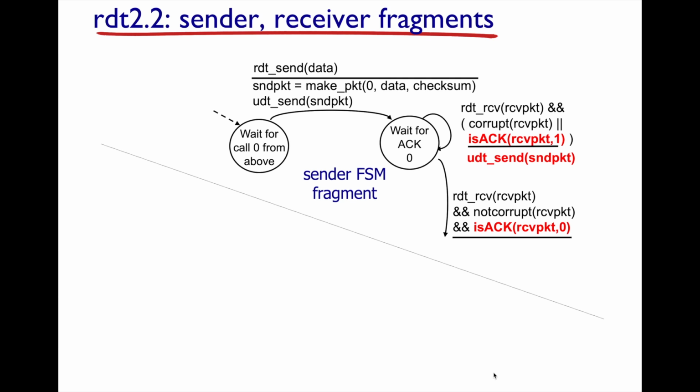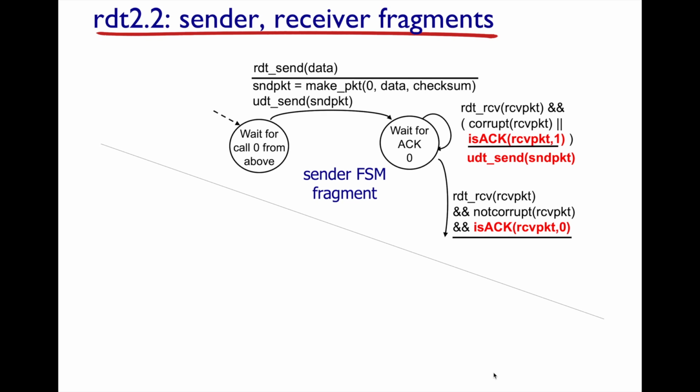So that means that you got feedback from the receiver, it sent you back an acknowledgement for the same sequence number as the packet you just recently sent. So it proceeds now to wait for call 1 from above. And similarly, a set of edges would happen, you'd have wait for call 1 from above, and then you'd have wait for ACK1, and we'd transition in similar fashion.